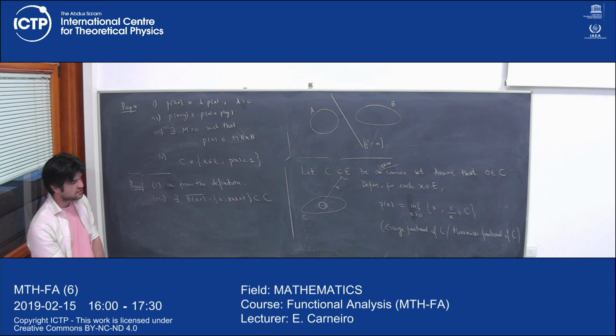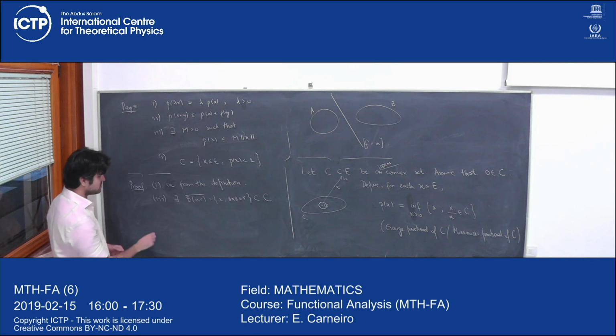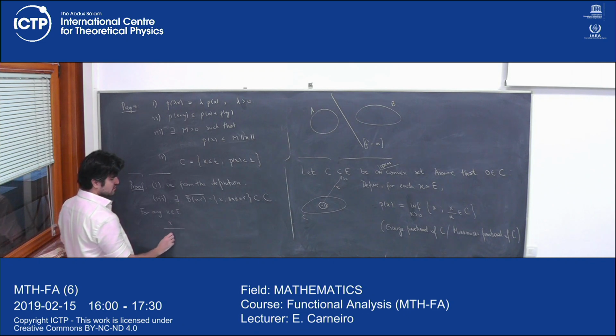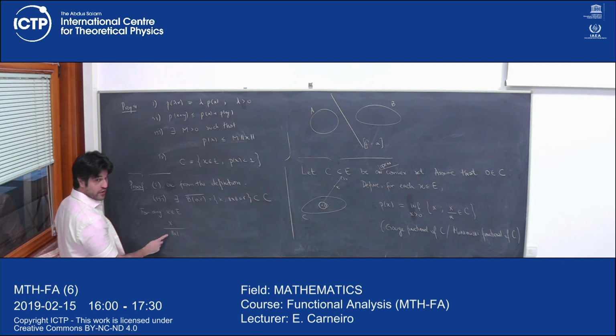Now, since this is true, this means that for any x in my set E, if I just take x and divide by the absolute value of x, this will have norm 1, right? And multiply by r.